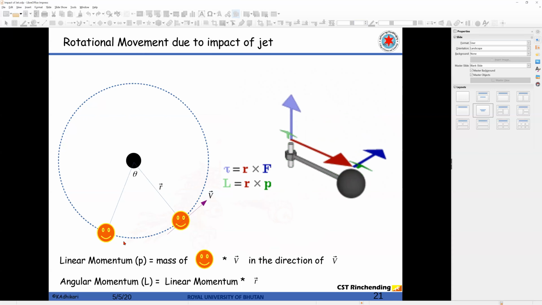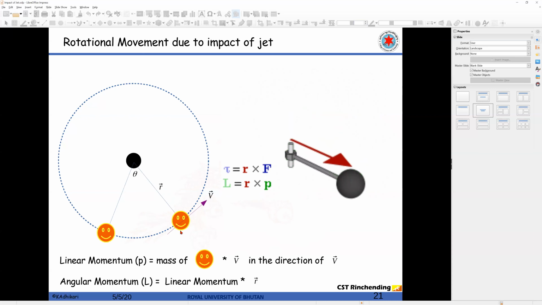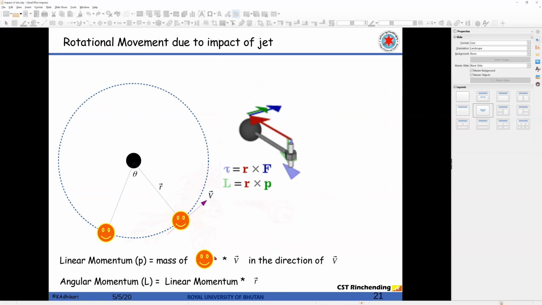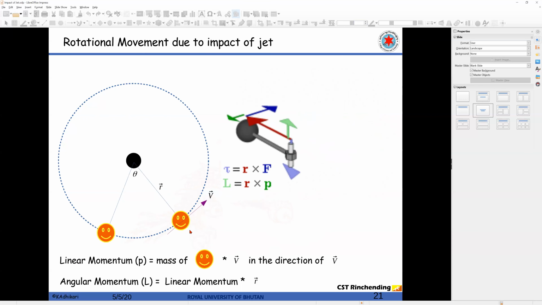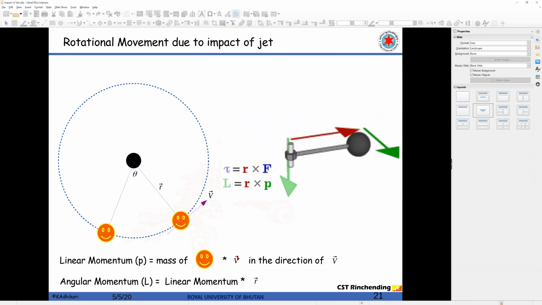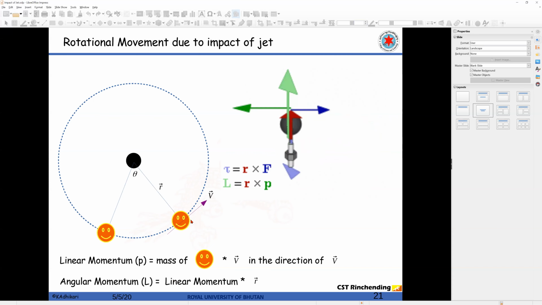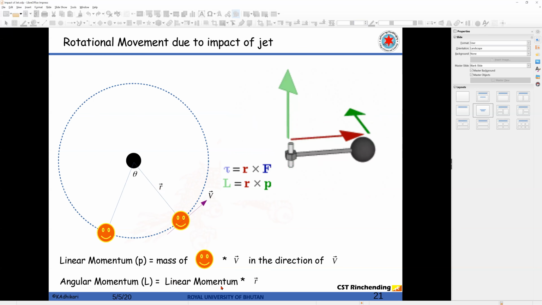The linear momentum is, what did I say? Let me re-explain this. Linear momentum is the mass of the object times the velocity. Sorry about the previous, I said r. It is the mass of the object times the tangential velocity, that will give us the linear momentum, and angular momentum is the linear momentum times the radius vector r, that would give us the angular momentum.